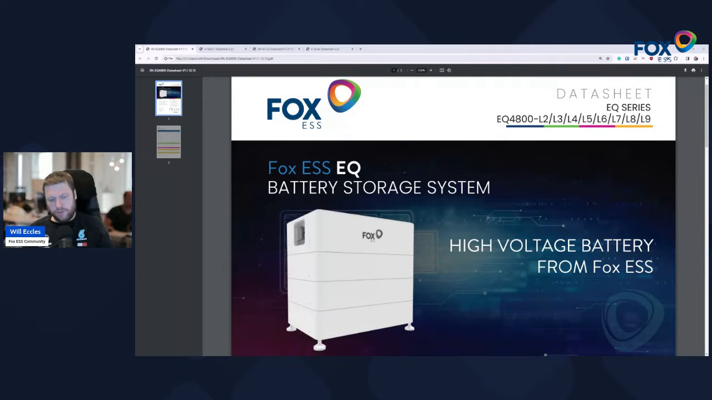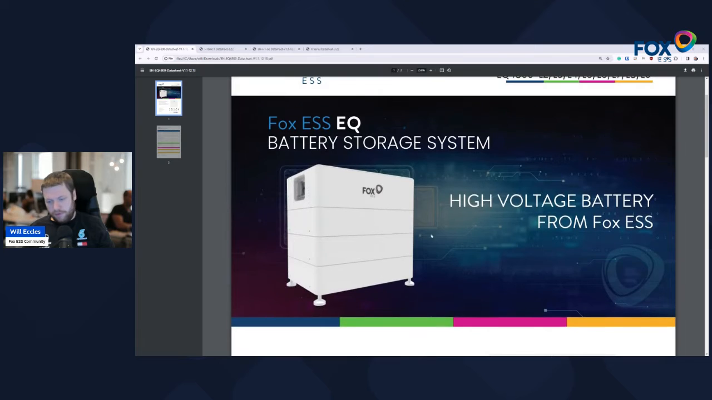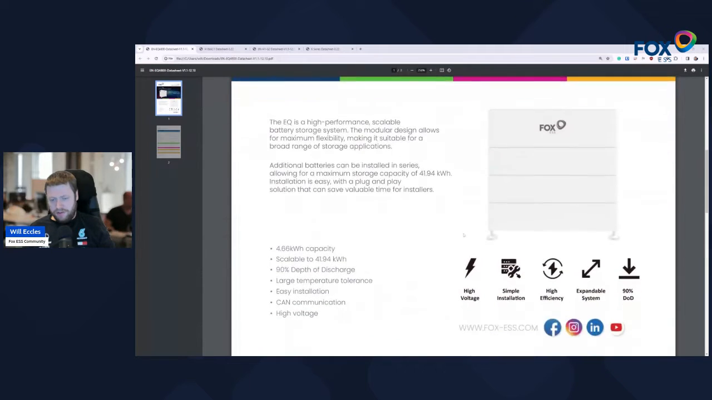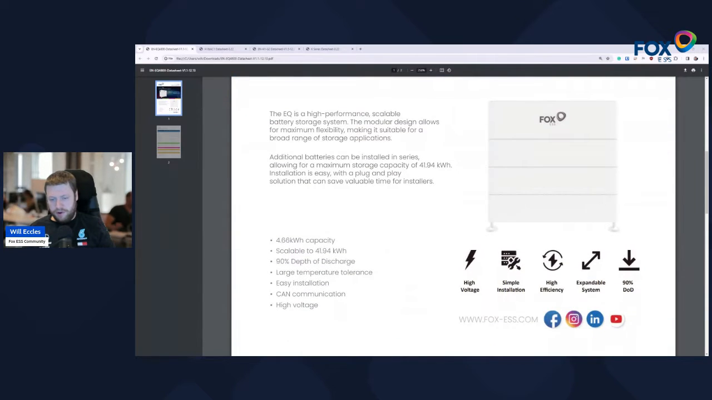Okay, a quick video just to walk through the new Fox EQ range. It's been posted on the website just over the last few hours. It looks like a modified ECS 4800, just looking at the model name. Comes in the same form factor as the existing ECS battery system, with the major differences being now a very impressive 41.94 kilowatt hours of storage.